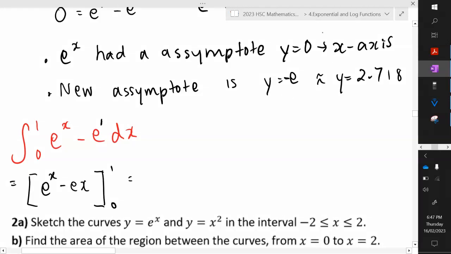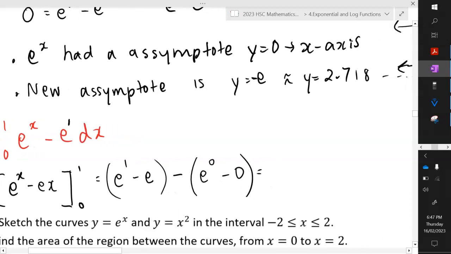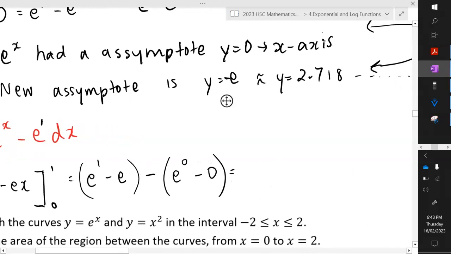So let's pop in our value of 1 to start with. We're going to end up with e to the 1 minus e, because 1 goes in here and here. That's our first part. Minus, let's pop 0 in. Make sure you pop your minus, and I'd pop brackets in there, okay? Then e to the 0 minus 0. Okay, let's neaten that up. What do we get? E to the 1 is e, minus 0. Oh, sorry, e. So e minus e is nothing. Minus, what have we got in here? 1.